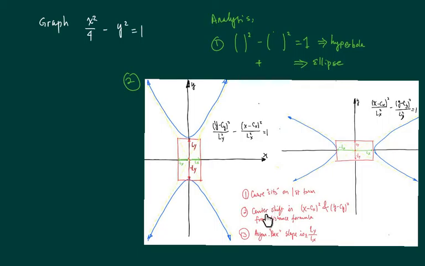Second thing is the center. When it's shifted, it's y minus cy, x minus cx. So the center is actually going to be at cx, cy. Now this minus sign really comes from the distance formula.